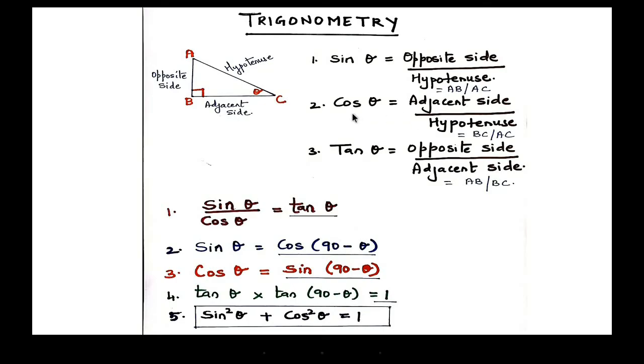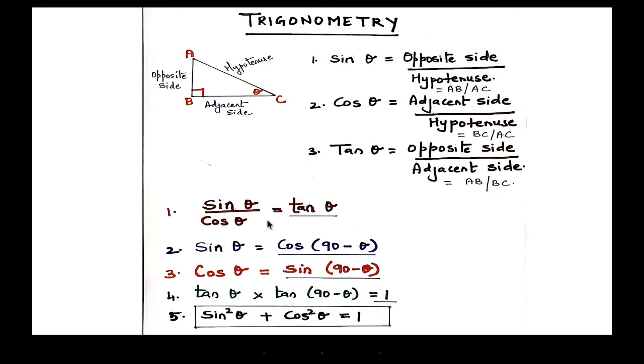The second ratio which we have studied is cosine theta, written in short as cos theta, given by the definition: cos theta is adjacent side upon hypotenuse. So the side adjacent to angle theta is side BC. So cos theta will be side BC upon AC. The third ratio, tangent theta, written in short as tan theta, is given by the definition: tan theta is opposite side upon adjacent side. So tan theta is AB upon BC.